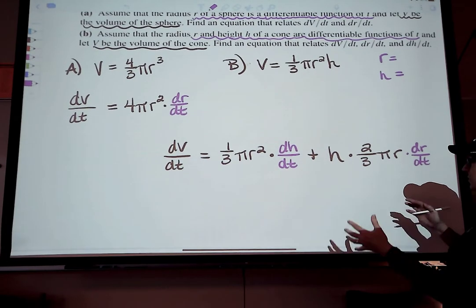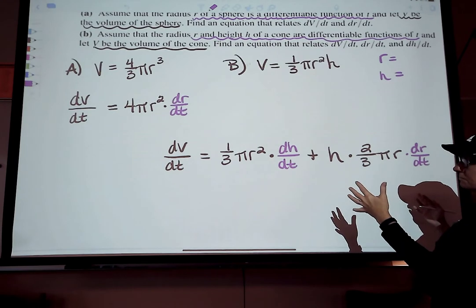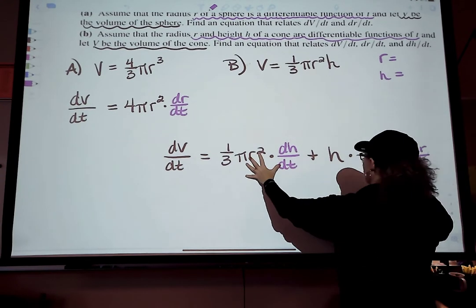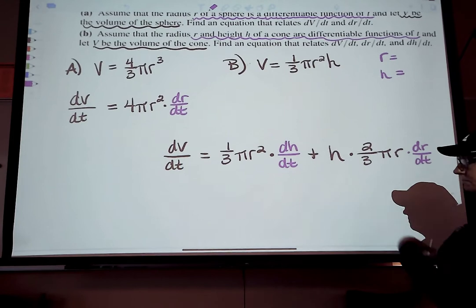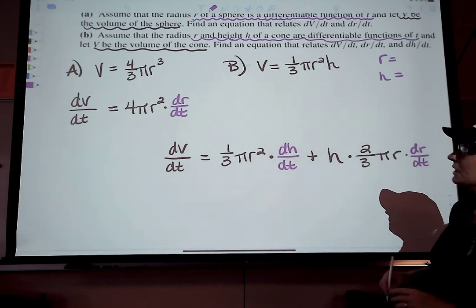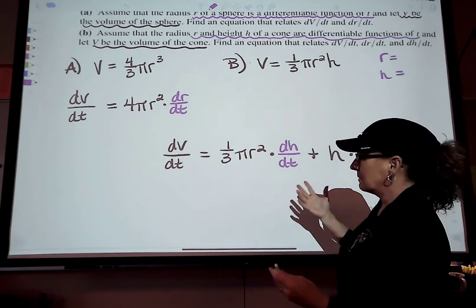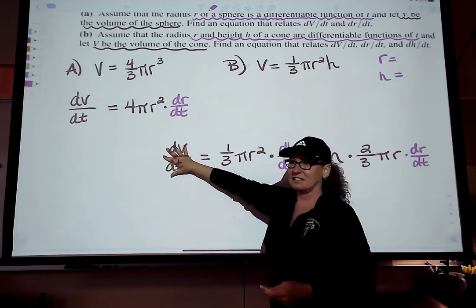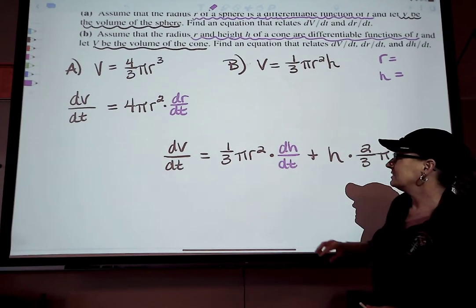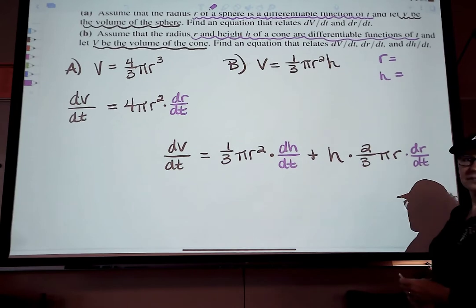There's not much we can do to this. They're not like terms, so we can't combine them. I'm just going to leave it like that. And it said find an equation that relates them. I did. Here's an equation. It's got a dv dt in it, it's got a dh dt in it, and it's got a dr dt in it.